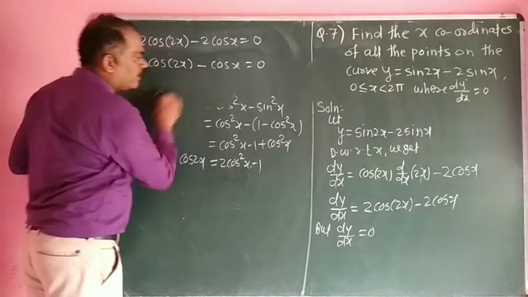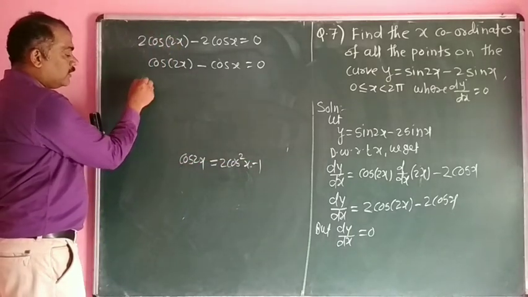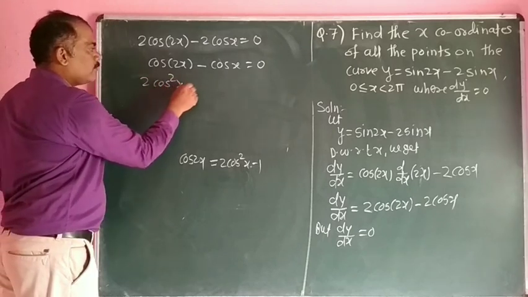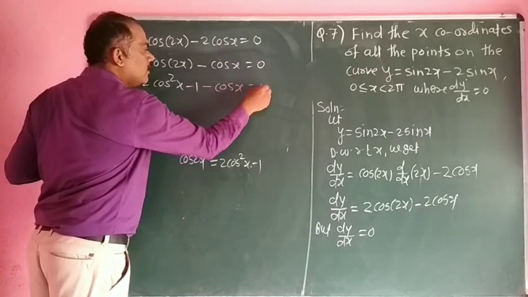So what we get, see here, cos 2x is nothing but 2 times cos square x minus 1, minus cos x is equal to 0.